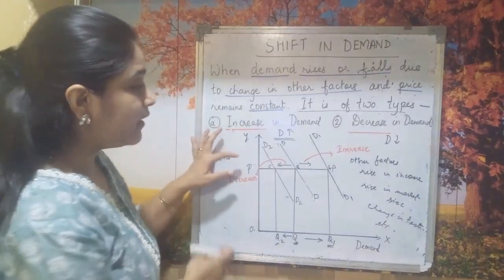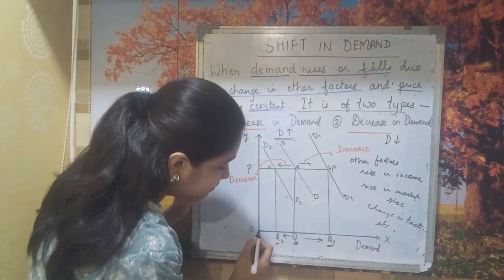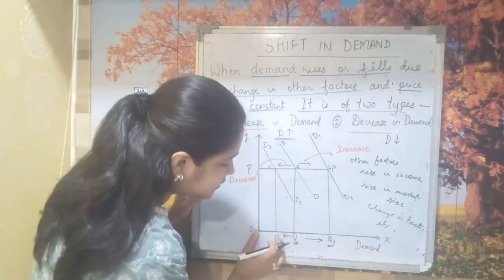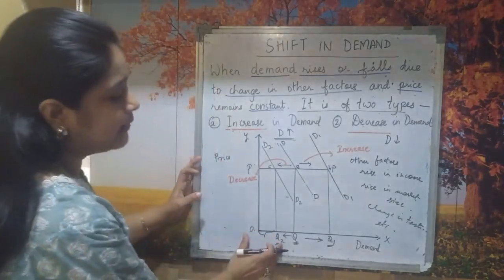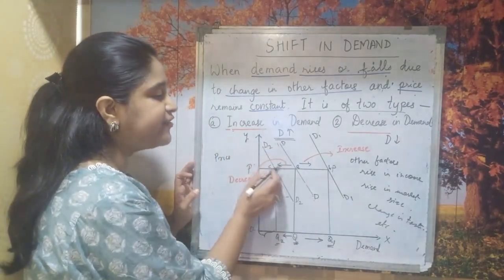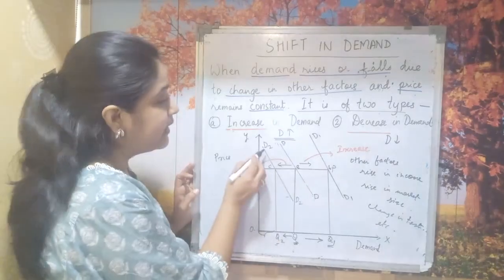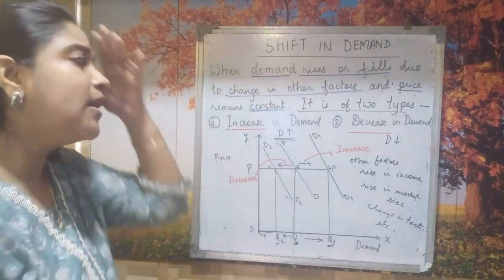Now in decrease in demand, the demand falls. We can see that the demand falls from OQ to OQ2, and accordingly the original demand curve DD shifts to the left, to D2. Now why does this happen? This also happens because of other factors.